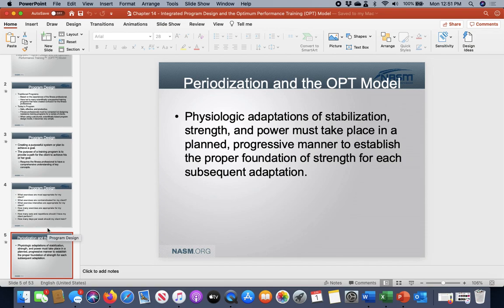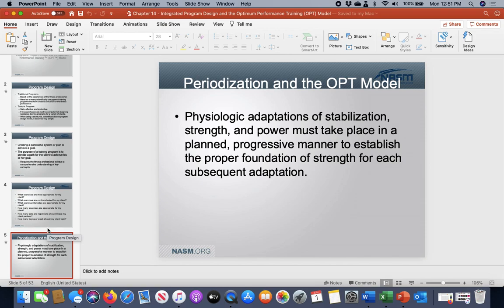there are adaptations that occur physiologically for the parameters that you're going to follow, which are the three main ones: stabilization, strength, and power. Now, stabilization is its own entity. Strength is broken up into three different levels, and then power is its own entity. All right. But all of those adaptations must occur so that there can be better progression, and you can get a foundation to build upon.